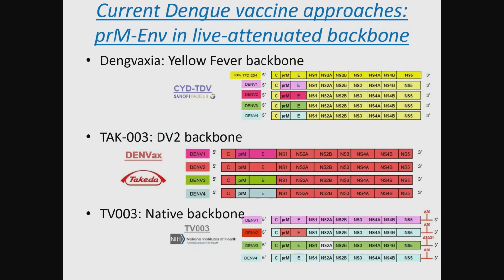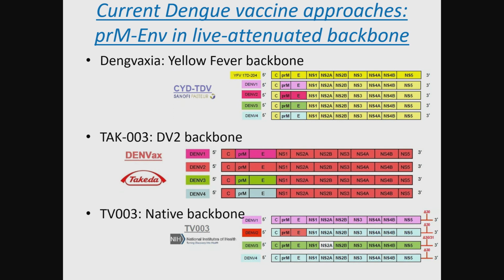So there are several vaccines in the pipeline for dengue virus, and I'm highlighting the 3 vaccines which are the farthest along. These vaccines are either in phase 3 or have completed phase 3 clinical trials. And I'm just going to go over these a little bit. The first is Dengvaxia. This is developed by Sanofi Pasteur, and this vaccine uses a yellow fever backbone.